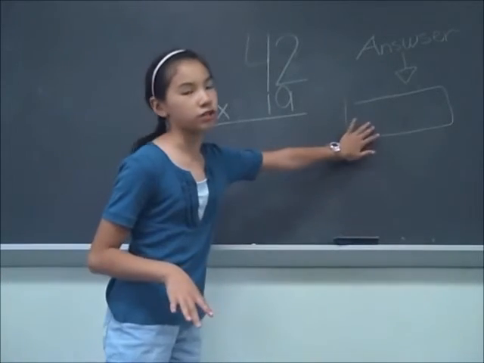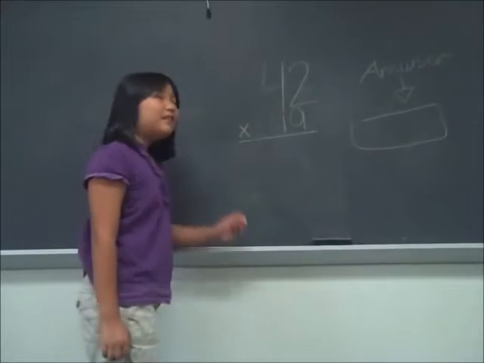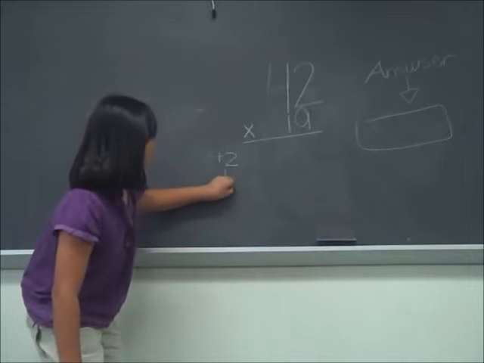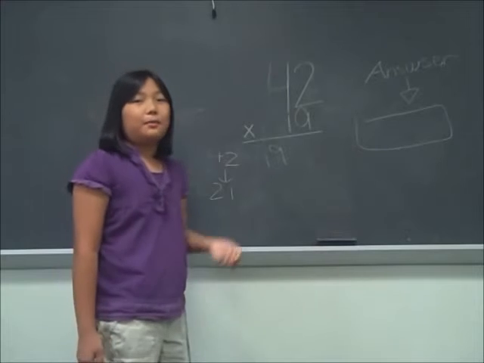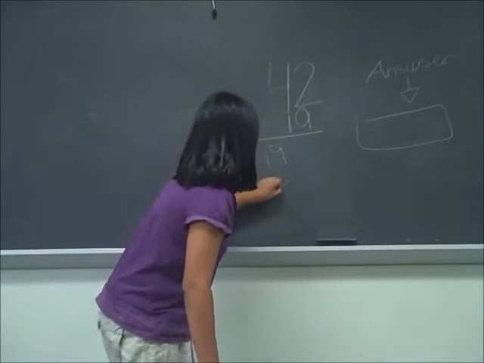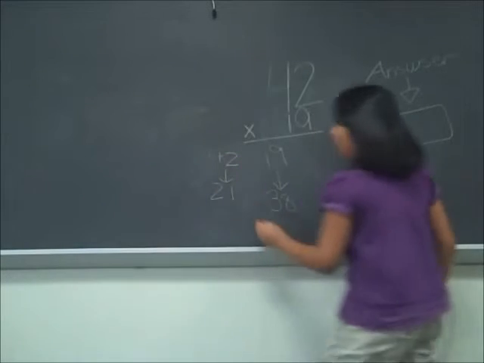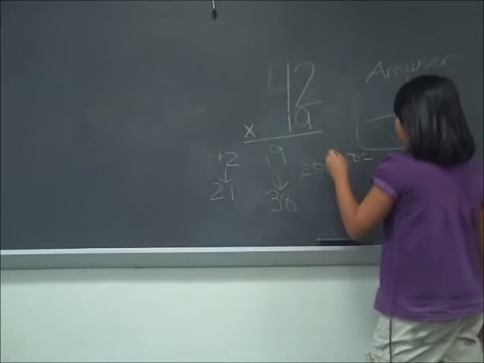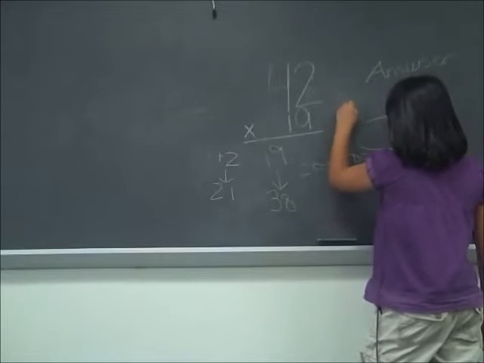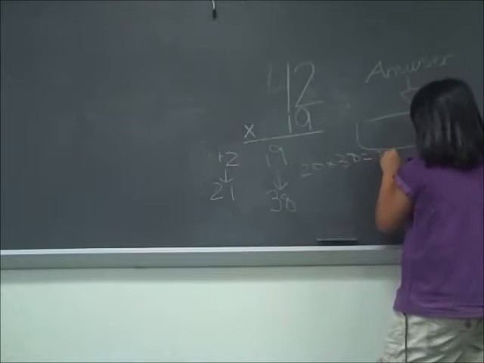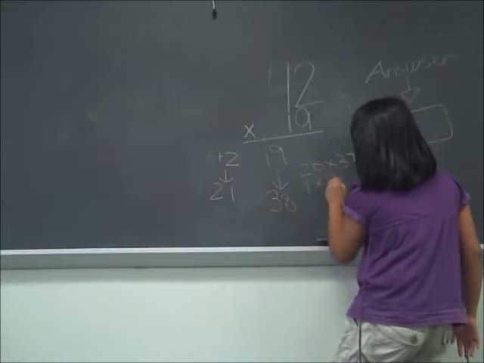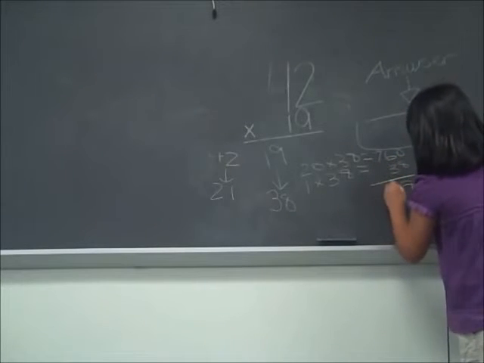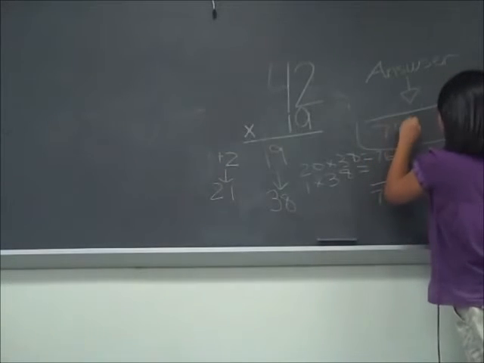Add just a little bit more, not only answering the problem, but maybe a little bit more stuff. Okay, since 42 is an even number, I'm going to break that in half, which is 21. And since 19 is an odd number, you can't break it in half, so I'm going to have to double it, which is 38. And so, 20 times 38 is 760, and 1 times 38 equals, of course, 38. And the answer would be 798. Thank you.